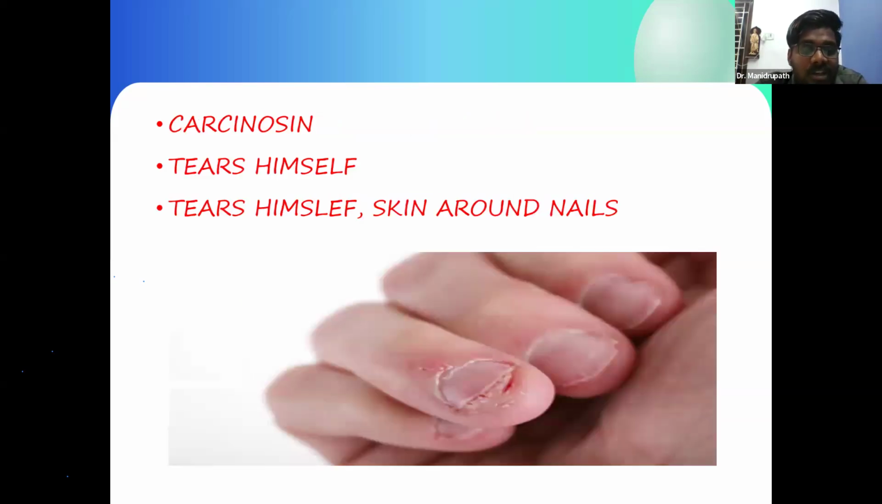Next, carcinosin. See, carcinosin people tear the nails here around this. In this pattern, they start tearing like this. That is a picture, and that indicates carcinosin well. They tear the skin around the nails. That is the key confirmatory of carcinosin, especially in children's cases.